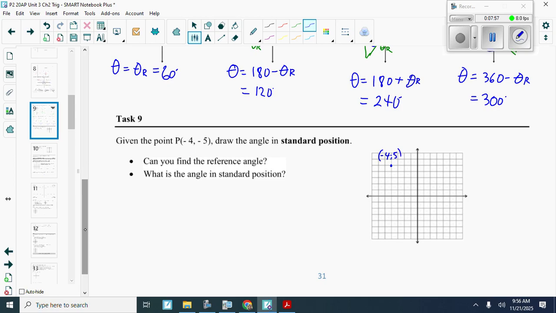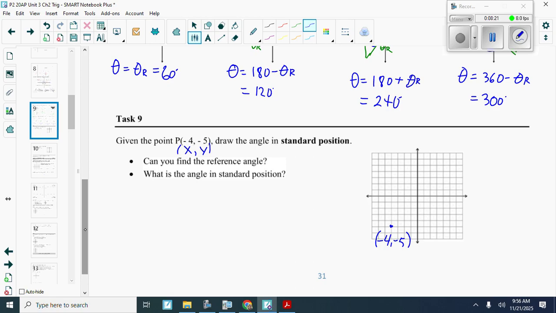You guys recognize that these are your x and your y values. Oh yep, you're right. I even wrote -5, but I totally plotted it like not -5. Thank you. All right, let's try that again. -4, -5. Let's get it in the right quadrant.